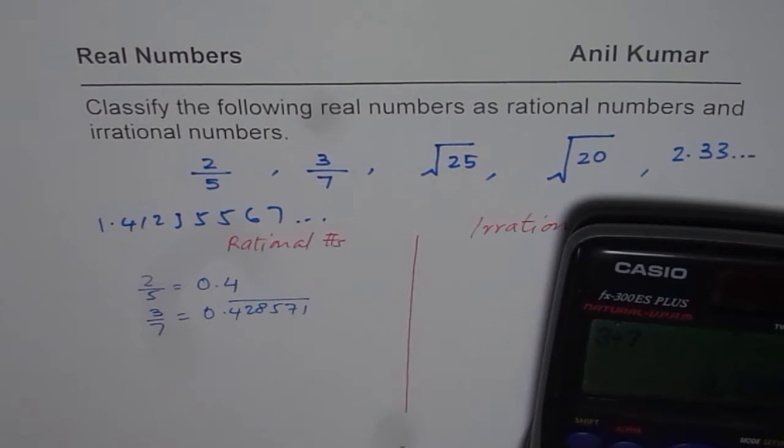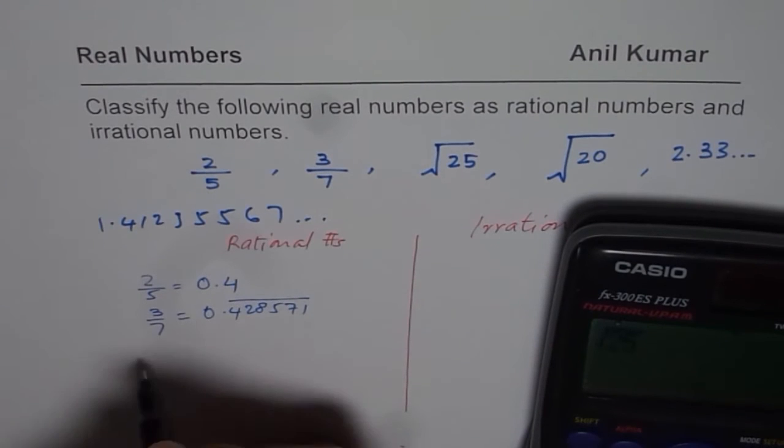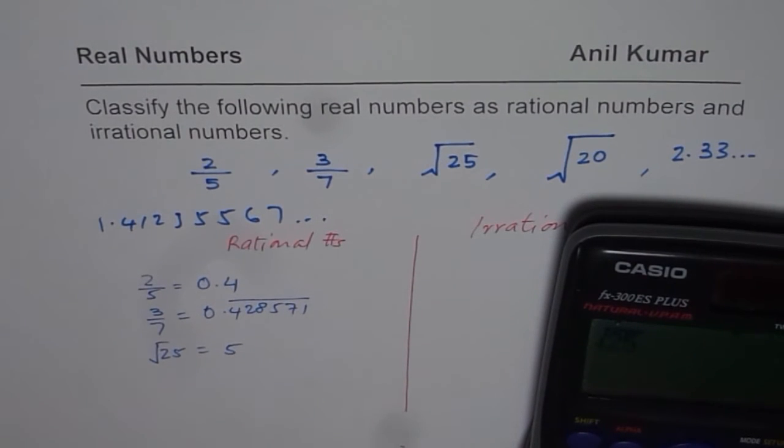Square root of 25. Let's do square root of 25. It is, as you know, equal to 5. Square root of 25 is 5. So that is a natural number. It is, again, a rational number, because rational numbers include natural numbers also.